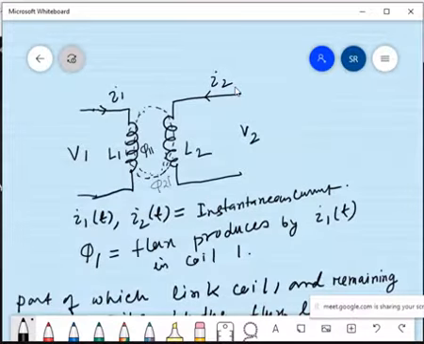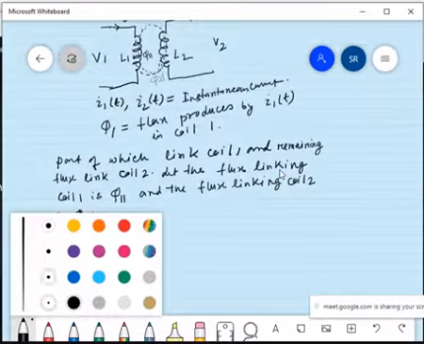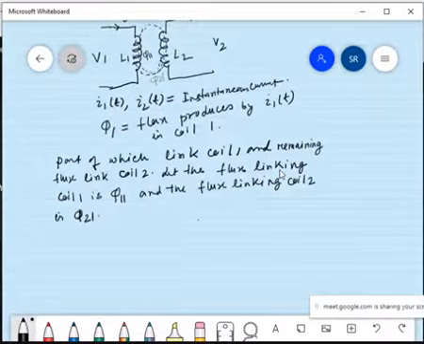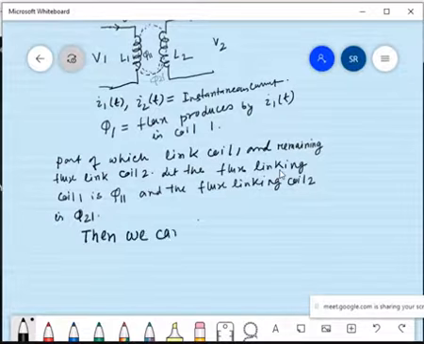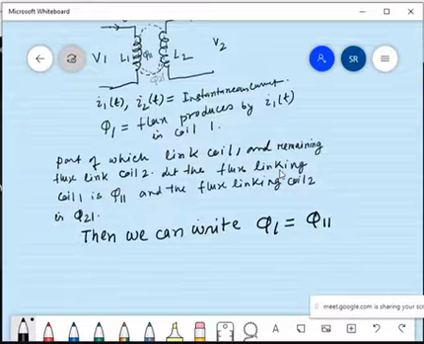So one is phi 1, which is equal to the flux produced by current I1. Some part of it links coil 1 and some part links coil 2. So then we can write phi 1 is equal to phi 1 1 plus phi 1 2.